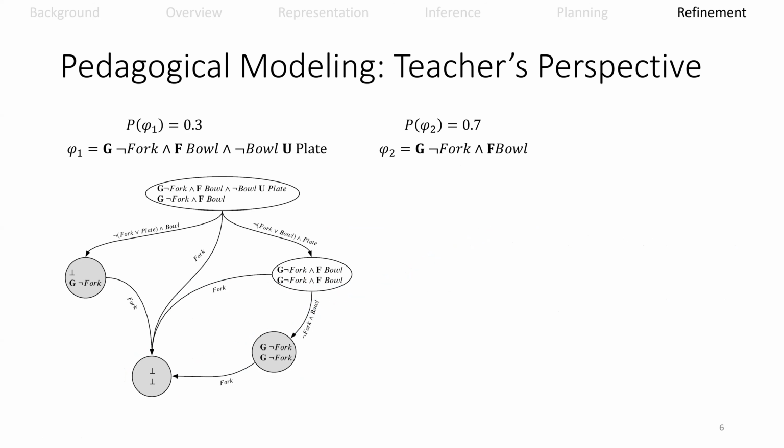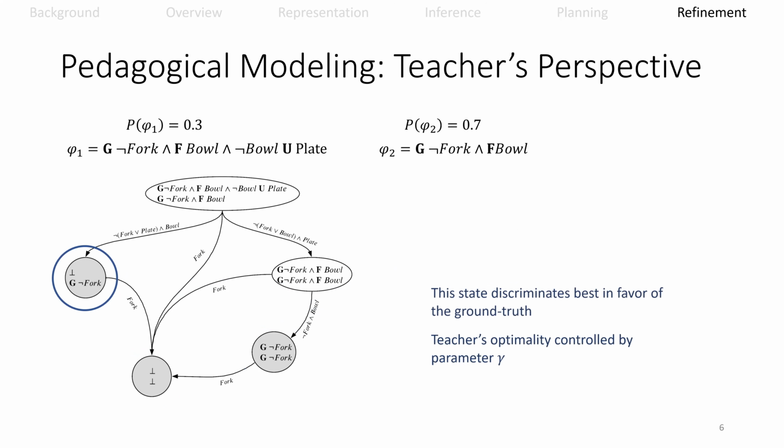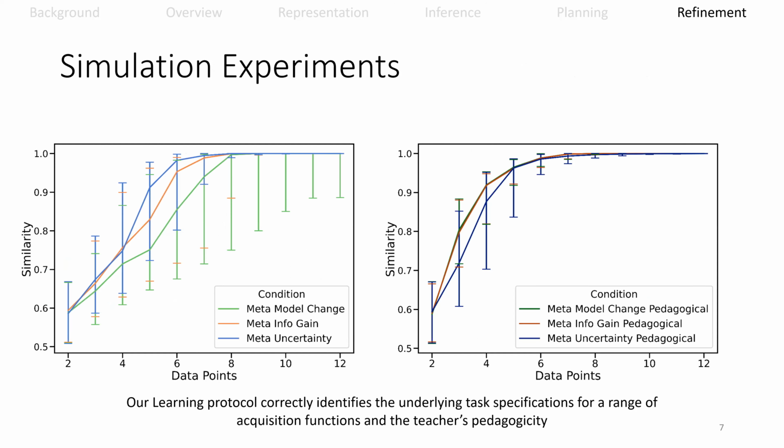Now, if you're looking at it from the teacher's perspective, the teacher knows what the true task specification is. So a good teacher intelligently selects the next demonstration to maximize the robot's chance of learning the true reward function. And what we showed was that irrespective of the acquisition function for active learning or how good the teacher is, the robot can learn the true specifications given enough demonstrations as per the protocol.